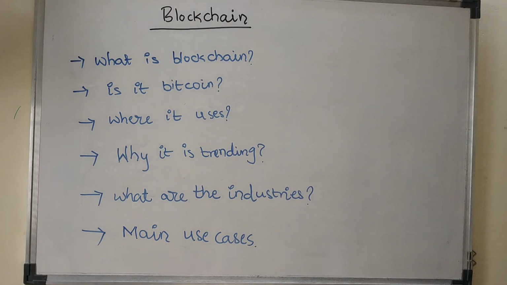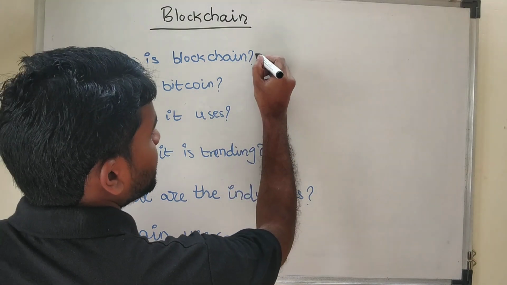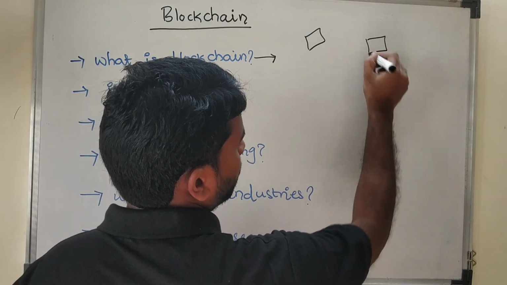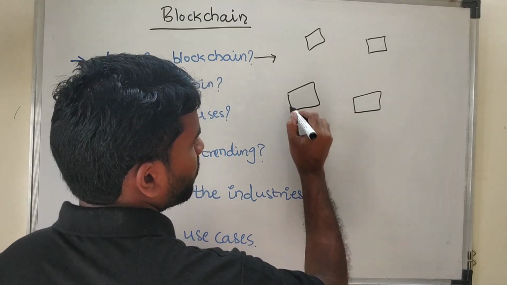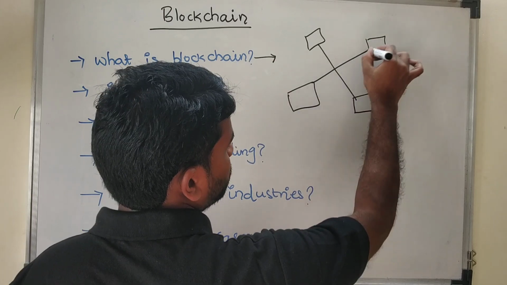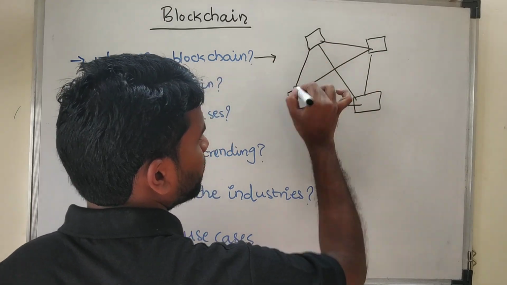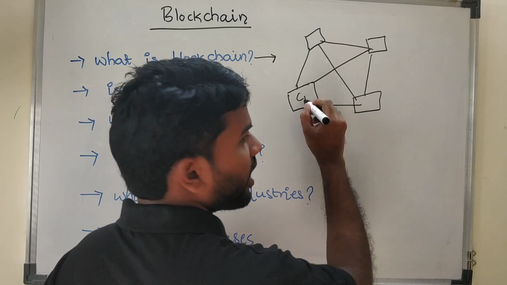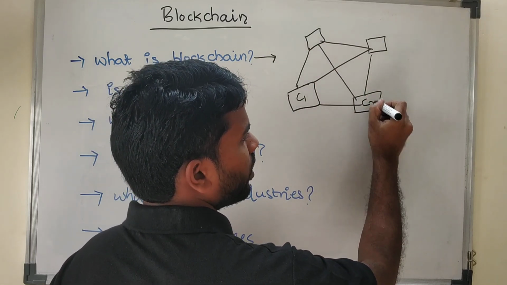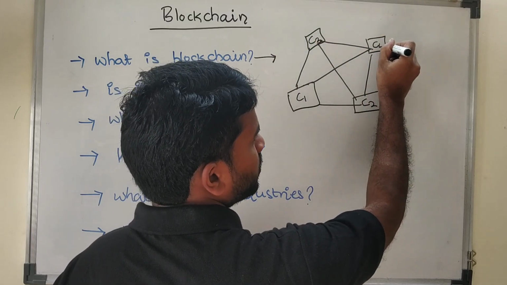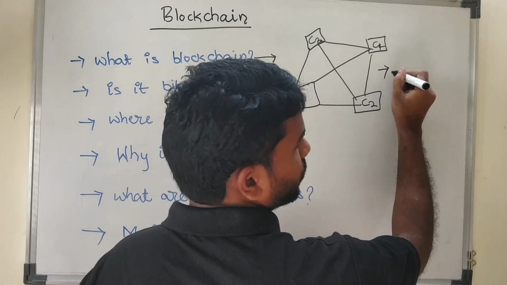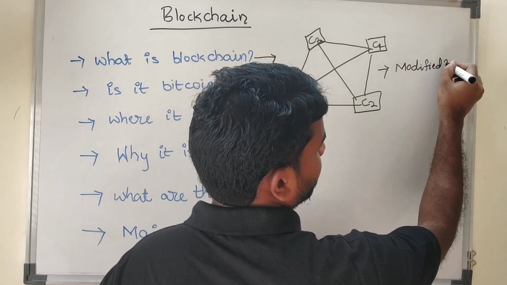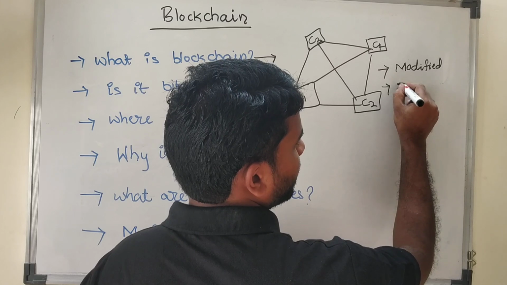Blockchain is nothing but a decentralized document. Say you have one computer and one more computer. Every computer will have access to the other computers' document. This computer 1 will have a connection with all of these, and computer 2 also has contact with everything. You cannot modify this data once it is validated. It's immutable data.